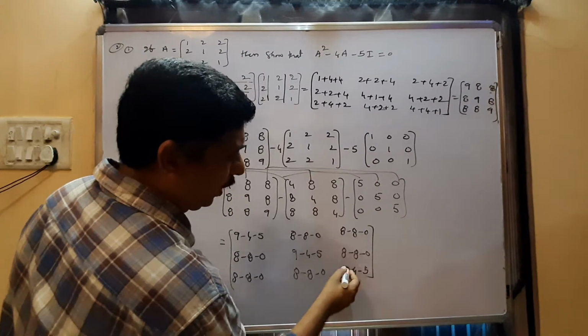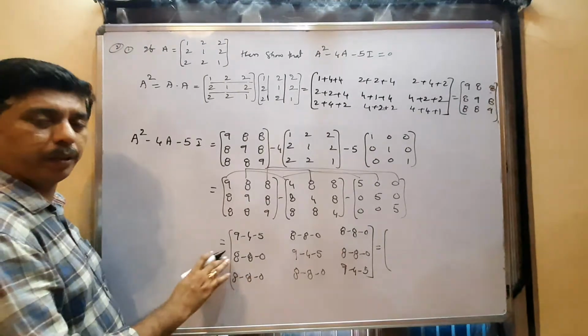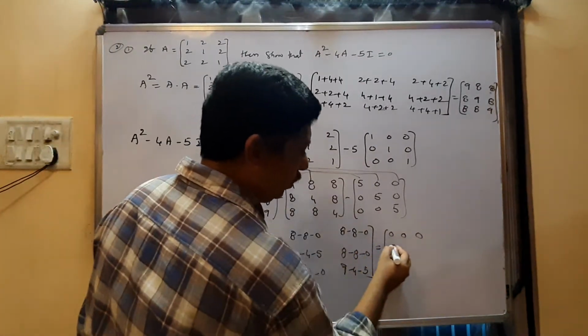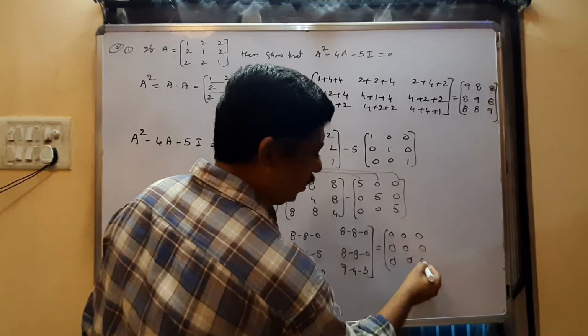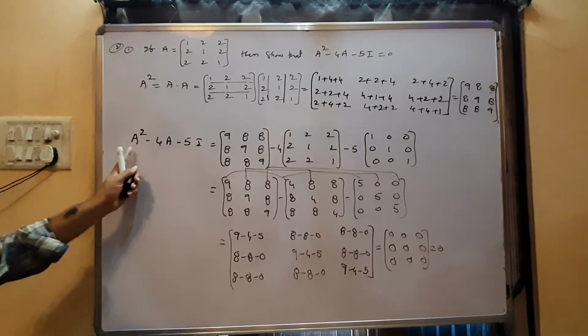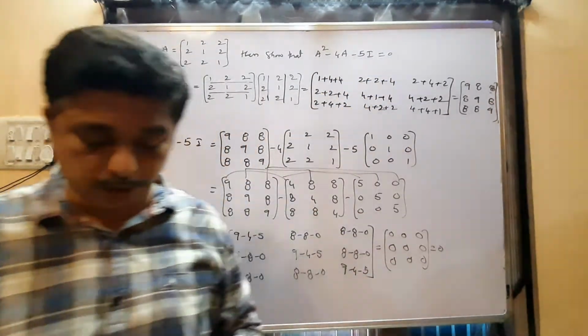If you know, you can write directly. I am just explaining for everyone's purpose, explaining every step. 9 minus 9 is 0, and every element will be 0. This is a null matrix. So you have to prove that A square minus 4A minus 5I is the null matrix, that is 0. Null matrix is denoted by 0.